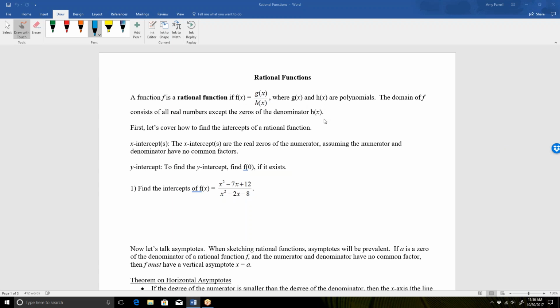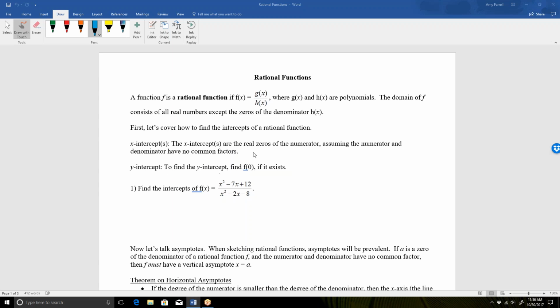So a rational function is of the form f of x equals g of x over h of x, where g of x and h of x are polynomials. The domain consists of all real numbers except for the zeros of the denominator. And first, what we're going to look at is how to find the intercepts of a rational function.